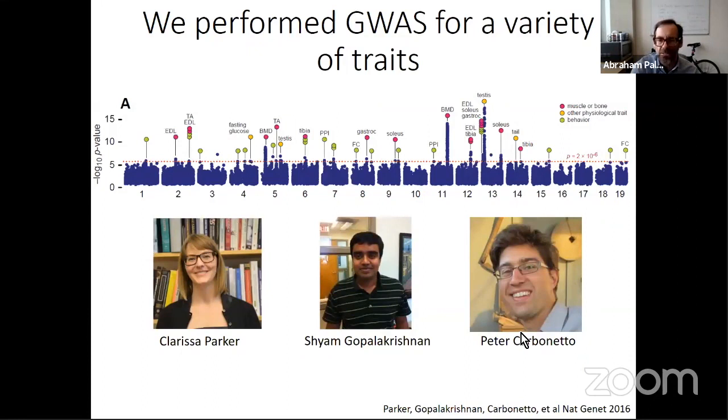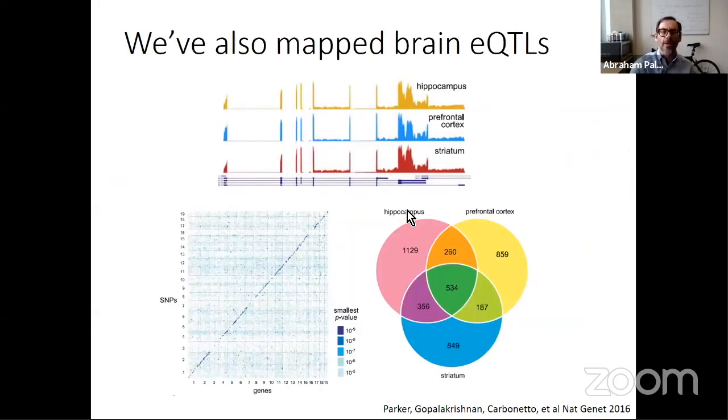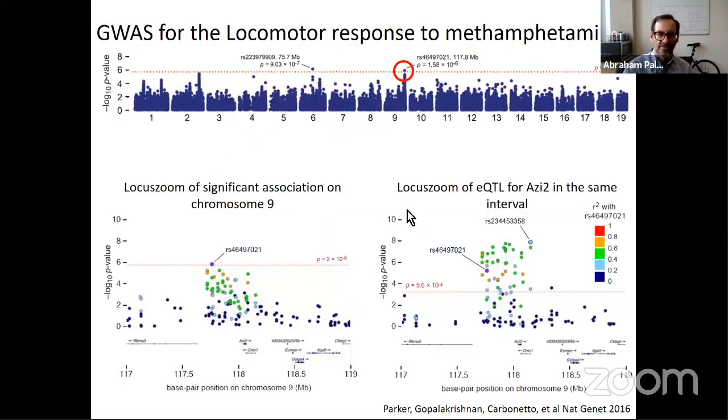This was a large study done several years ago by former postdocs in my lab, shown here. In the upper panel, I've plotted many, many GWAS for many different traits to show you that we found lots of stuff. We studied lots of traits, and we also saw a lot of pleiotropy, that is, individual loci that appeared to influence many different traits, sometimes even from different categories of traits. We also looked at eQTLs in multiple brain regions because we were interested in using those to try to explain behavioral associations or behavioral GWAS findings.